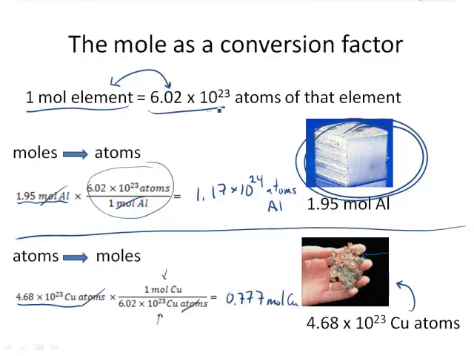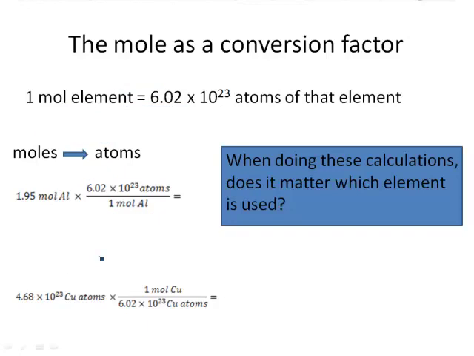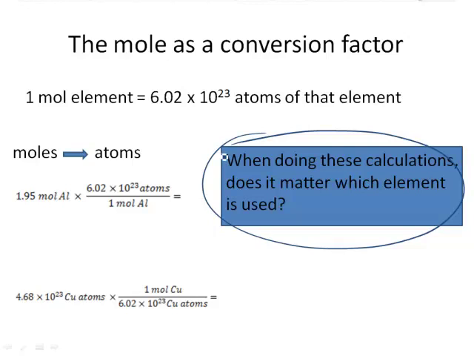So the idea is that this Avogadro's number can be used to convert from moles to atoms, or from atoms to moles, and likewise for molecules. Here's a question. When doing these calculations, does it matter which element is used? Does it matter if it's copper or aluminum or titanium? And the answer is no, because Avogadro's number is just the number of atoms. It doesn't say anything about what those atoms are like, any properties of those atoms. So when converting between numbers of atoms and the amount that represents in moles, it doesn't really matter what element you're talking about. Later on, when we talk about mass, it will matter, because then the different atoms might have different masses.